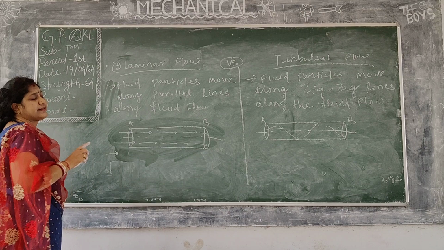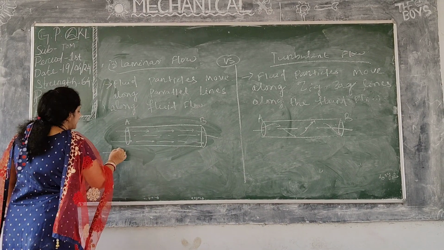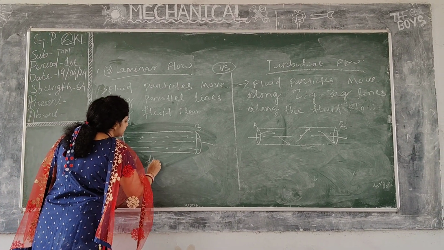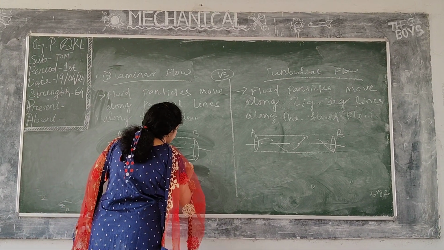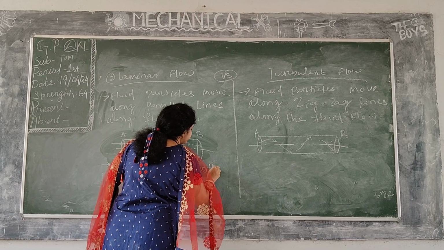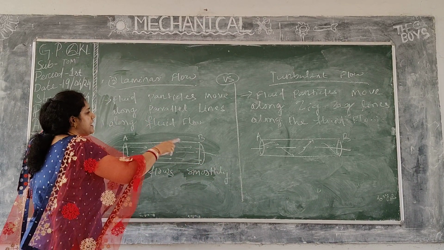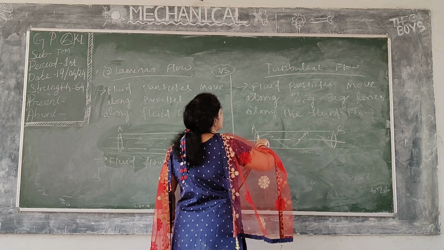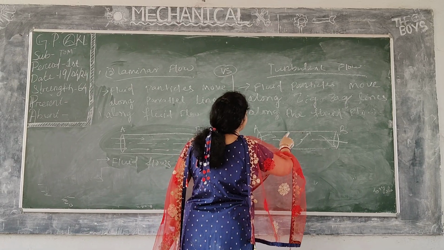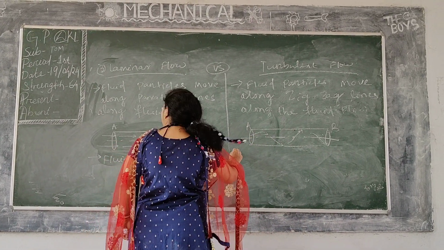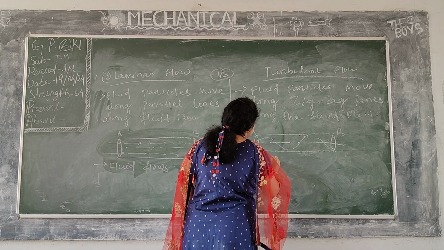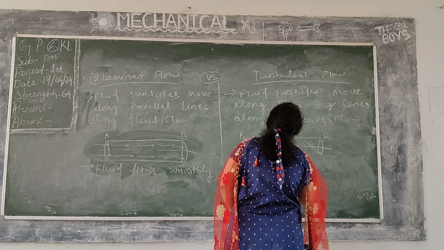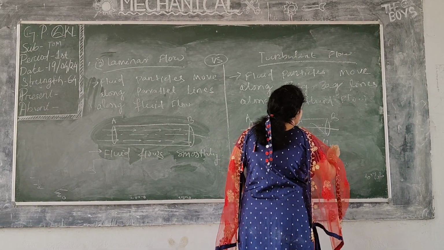So we can write down the difference. Number 2, in laminar flow, fluid flows smoothly. Correct? Here fluid flow is not at all smooth. Why? Because fluid particles will strike at this point, then this point, then this point, strike with each other. So there is a lot of mess. So fluid does not flow smoothly.